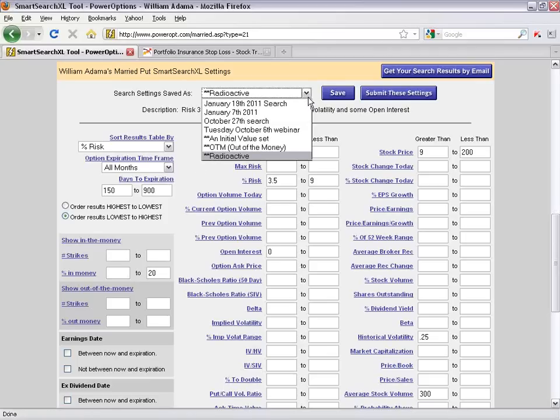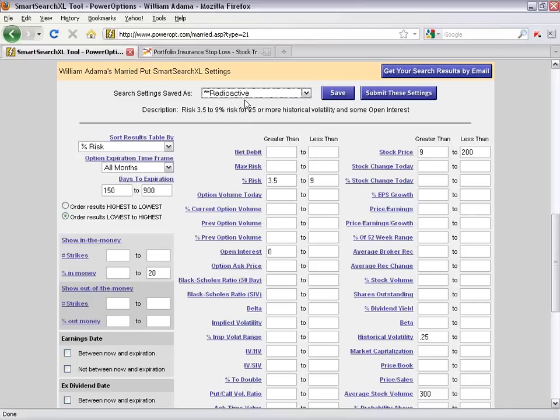When you start out, if you don't already have the radioactive default criteria selected, you want to make sure that you pull that up from the drop-down menu. So in the search settings saved as field, we'll just click on the radioactive default search, and this pulls up Kurt's criteria.